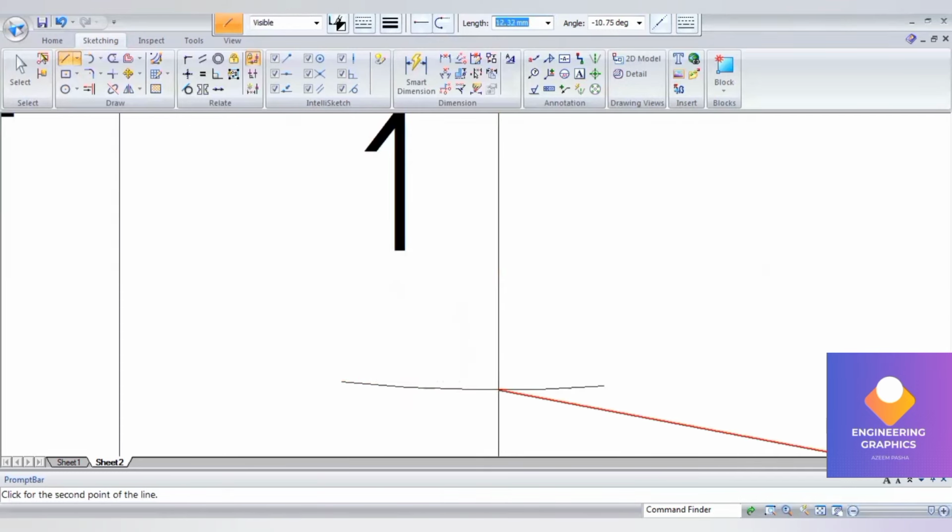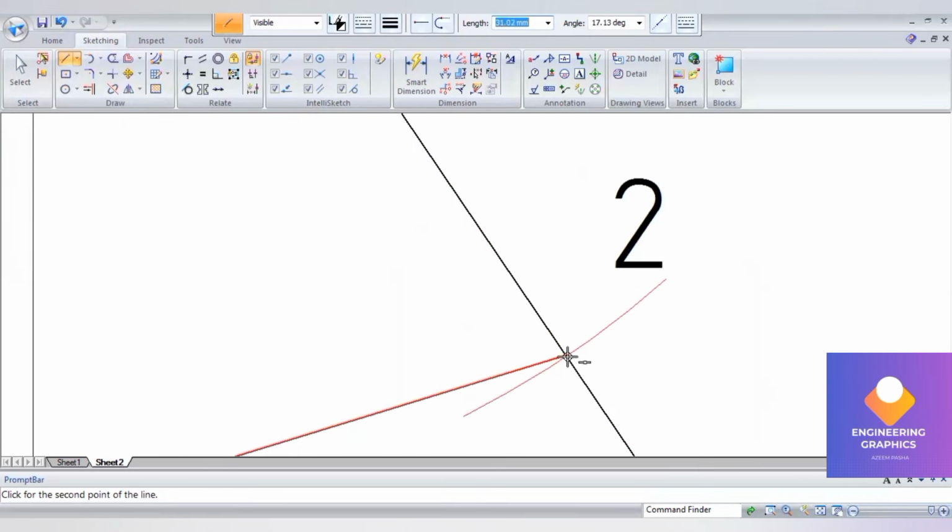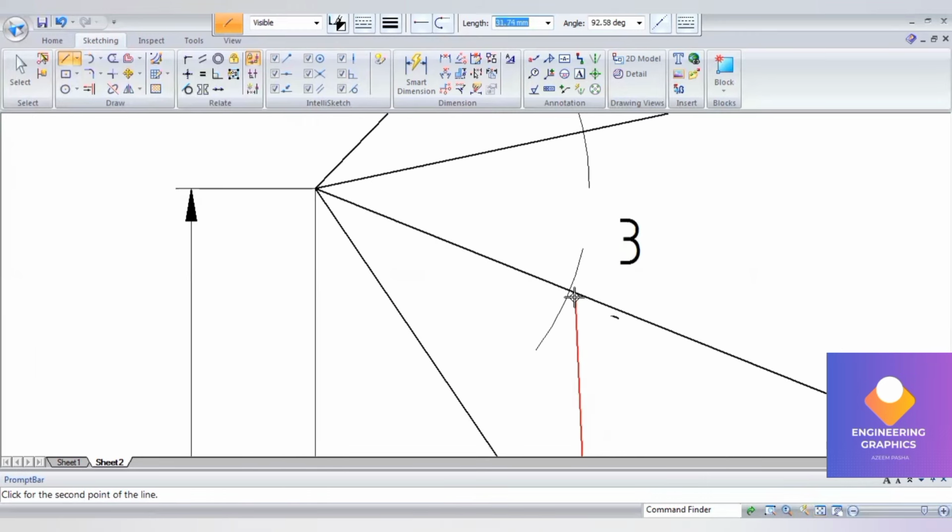So remember, in the case of pyramids, we have to use straight lines here. In the case of a cone, we have to use the curved line here. Okay, that is the difference here. Remember it.